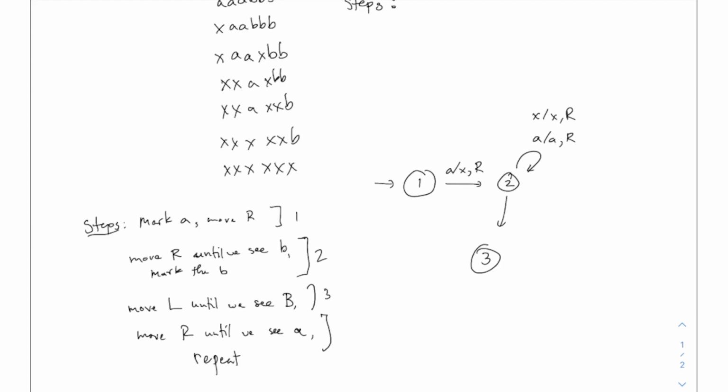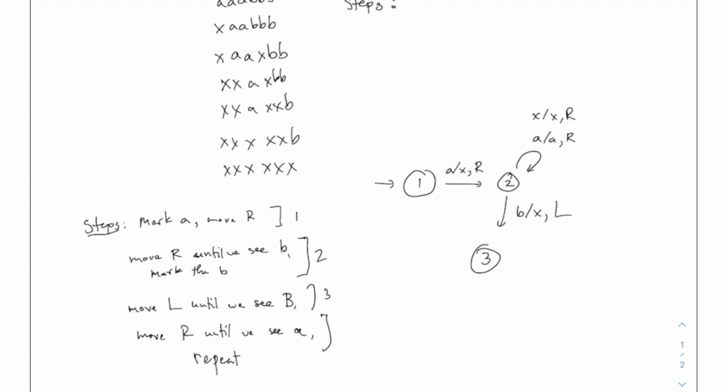Any suggestion? What should I write for that arrow? This arrow is when you see a B, you should mark it and then prepare to move back to the beginning. B/X. Yeah. And what direction do you want to move? L. Yeah. B, X, L. That means once you find the B, you change it to X, and then you have to move either right or left. It doesn't matter all that much, but you might as well move left because your next step, step 3, is about moving all the way back to the beginning.